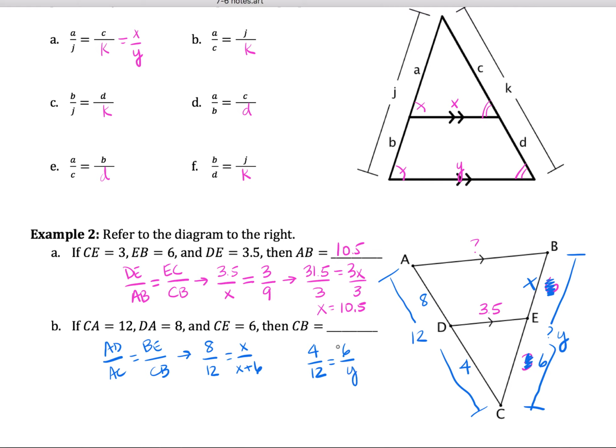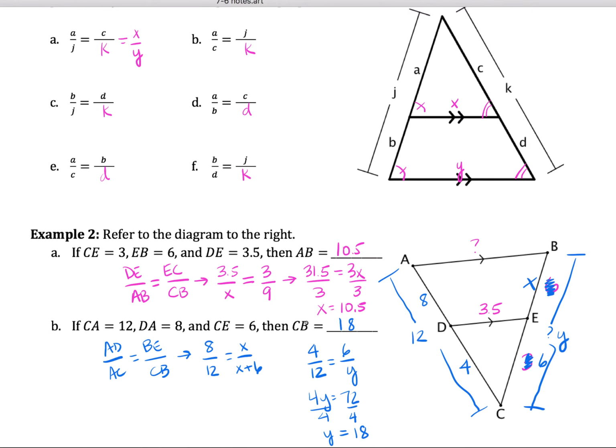Now you can see this proportion is going to be a lot easier to solve than this one, because we'd have to do a little bit more algebra work to get the X isolated once we cross multiplied on this one. But over here, we're going to have 4 times Y equals 6 times 12, and 6 times 12 is 72. Now if we divide both sides by 4, we would get that Y is equal to 18. And so the length of CB would be 18. So there's a couple applications of that triangle proportionality theorem that we just learned.